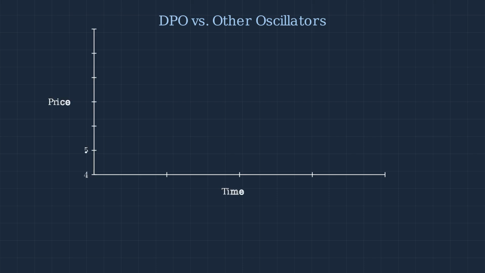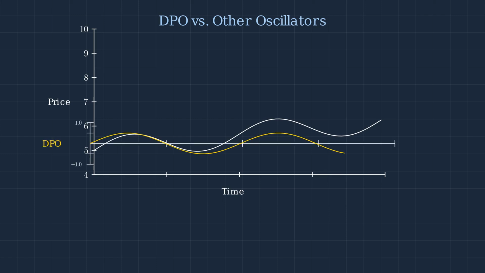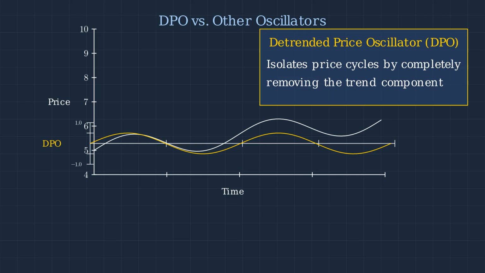Let's compare the Detrended Price Oscillator with other popular indicators like RSI and MACD to understand their fundamental differences. While many technical indicators track market momentum, the DPO stands apart by specifically isolating price cycles. The Detrended Price Oscillator completely removes the trend component from price data, allowing traders to focus purely on cyclical movements.